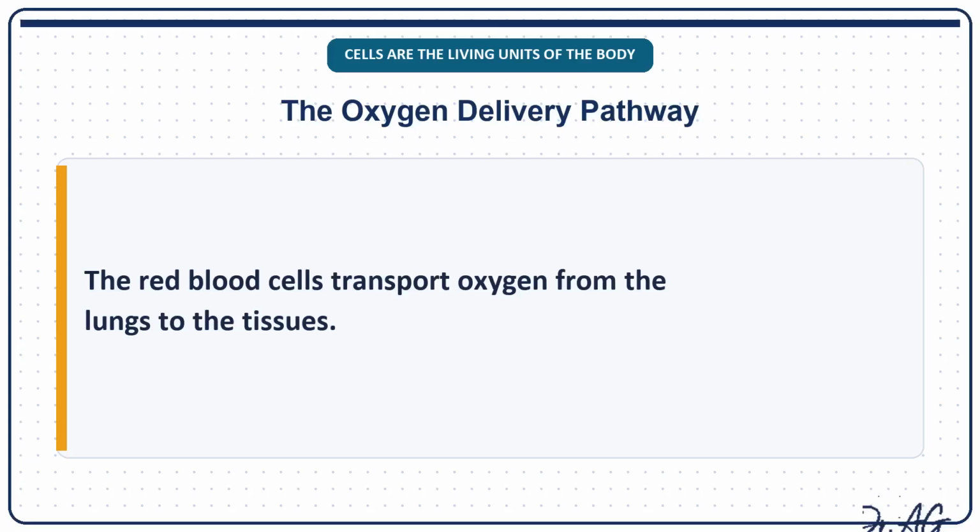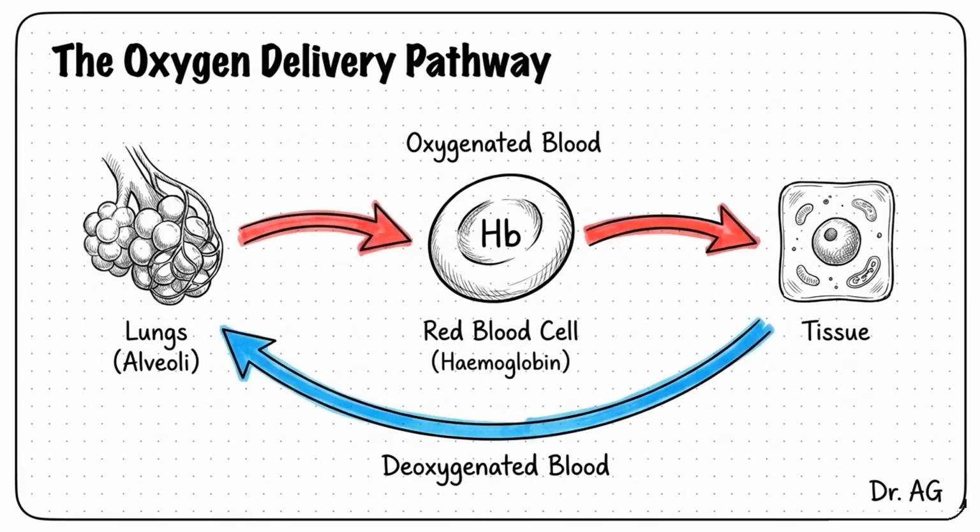The red blood cells transport oxygen from the lungs to the tissues. In the lungs, the red blood cell picks up oxygen. It travels through the blood, and drops the oxygen off at the tissues, then returns to the lungs for more.